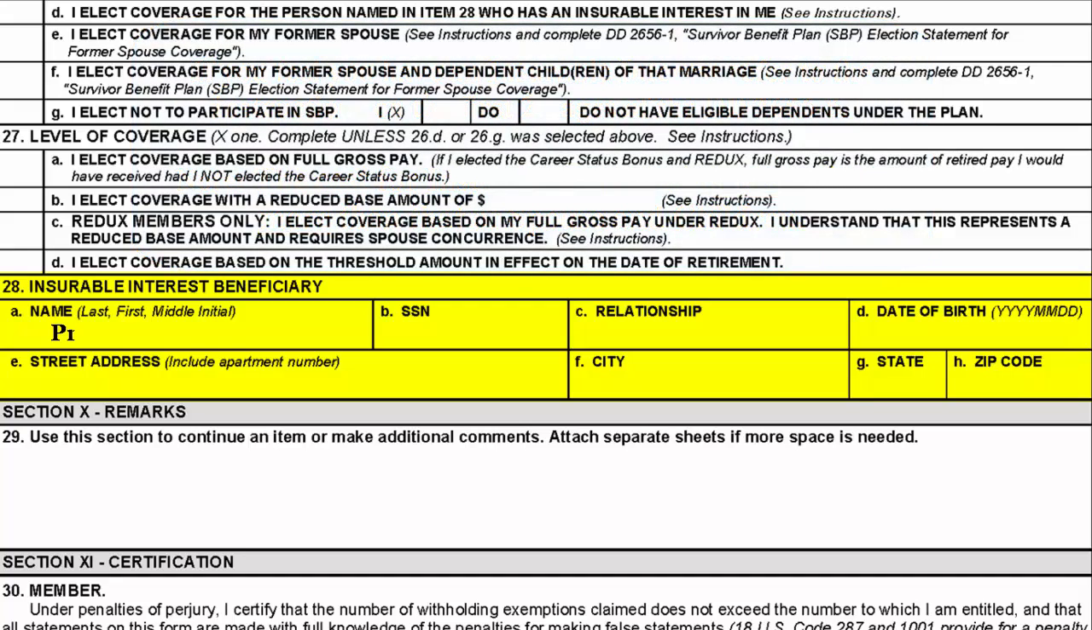In 28A, last name, first name, middle initial format. 28B, the social security number of the insurable interest. 28C, the relationship. 28D, date of birth in year, month, day form. 28E, the street address. 28F, city. 28G, state that will be abbreviated. And 28H, zip code.